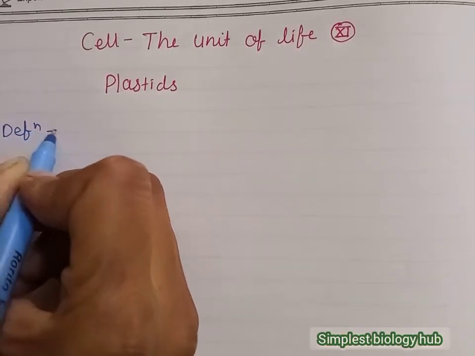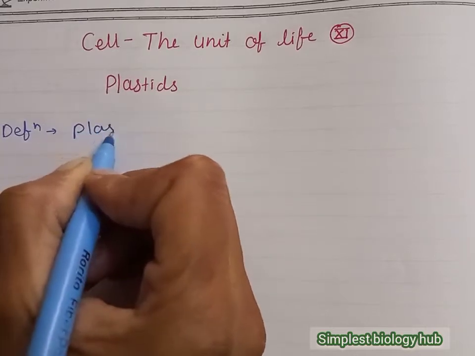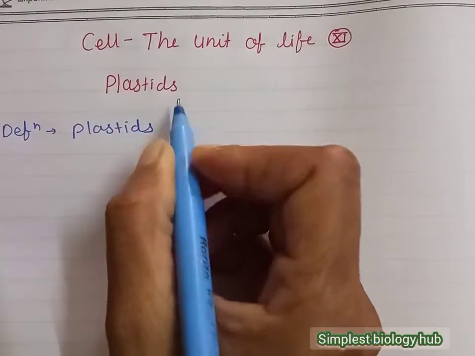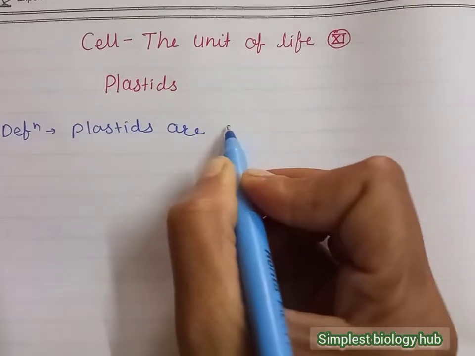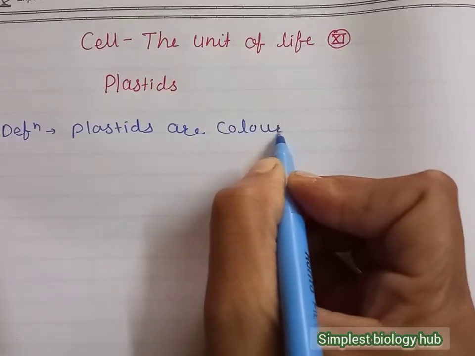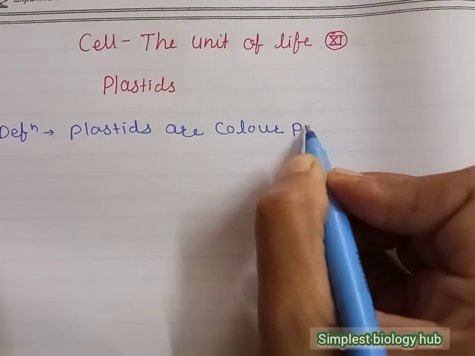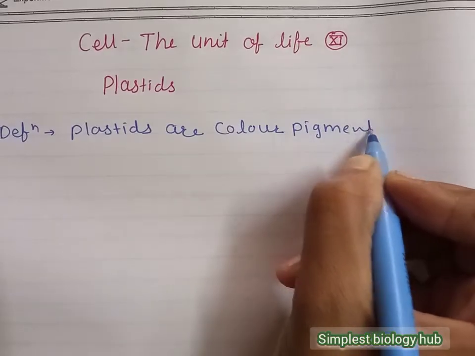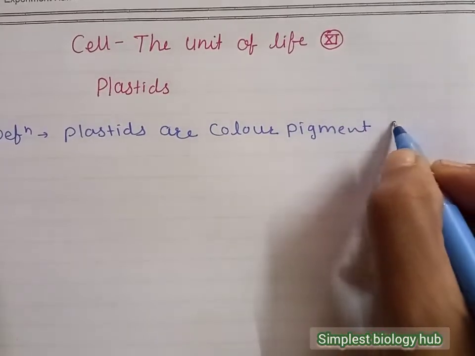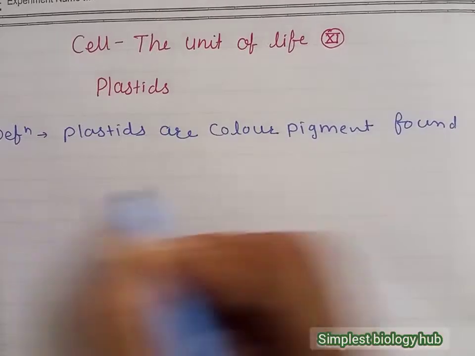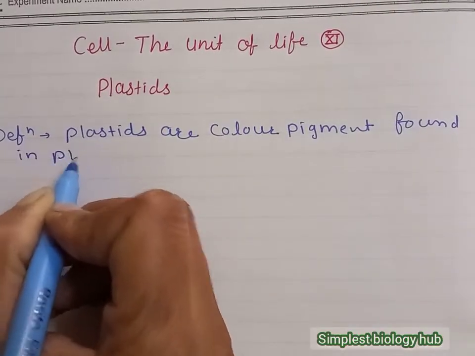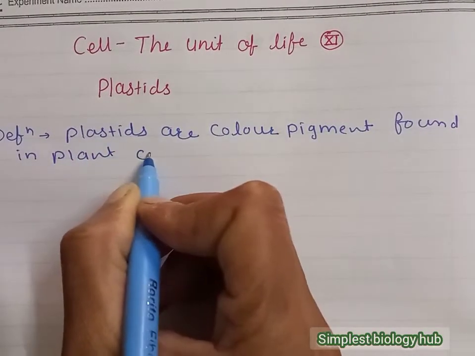Today we get to know about the plastids. It is the topic of Cell, the Unit of Life, class 11th. Plastids are the color pigment. These are generally found in plants but absent in animal cell.